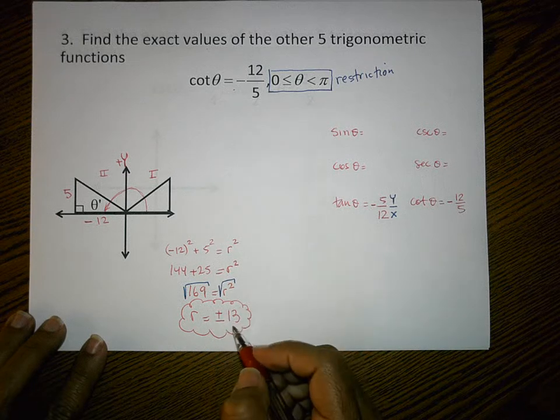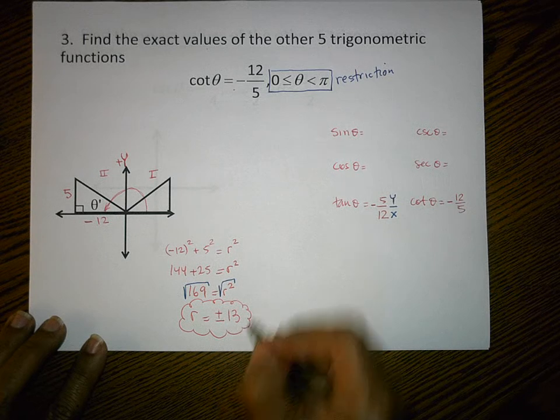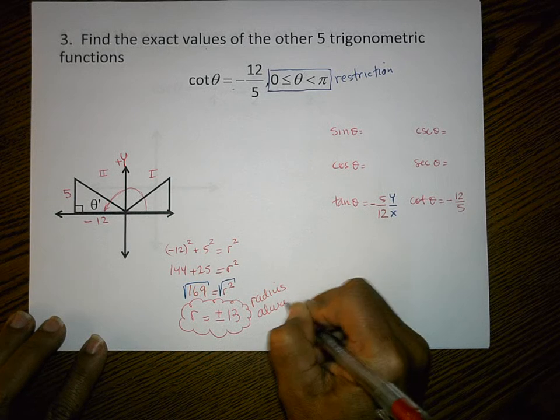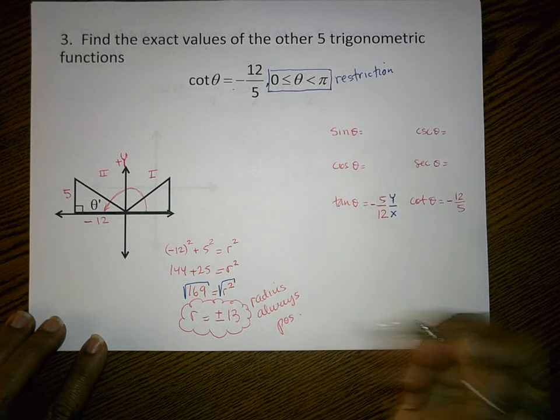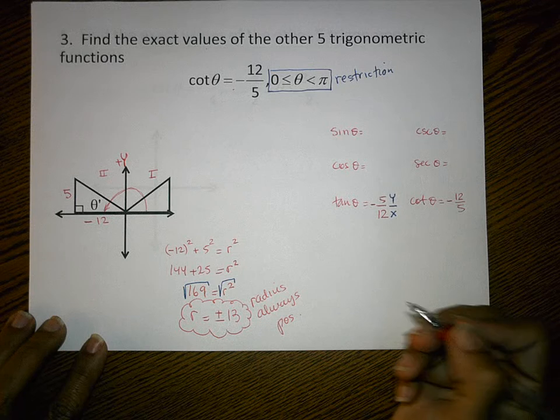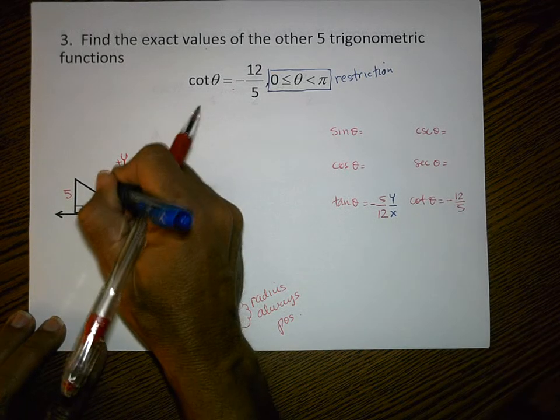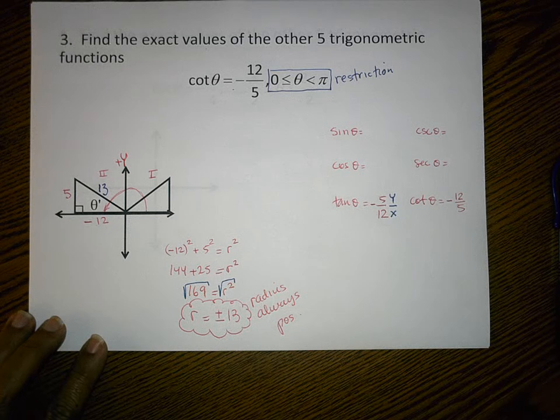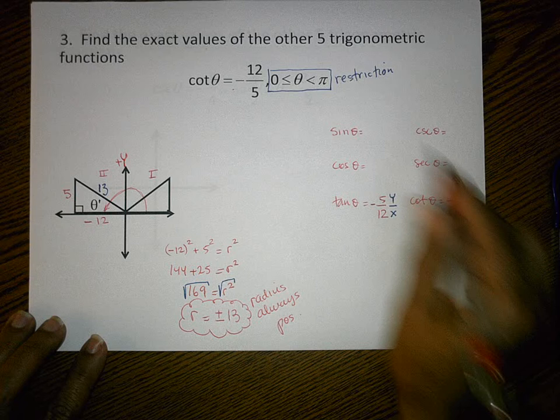Well, we're talking about the radius. The radius is always positive, okay? So it's positive 13. So the radius is positive 13. If this was the sine or the cosine, the plus or minus would make a big difference, okay? So you will see in the next problem. So now I know that the r is 13. I can solve the rest of the problem here, okay?